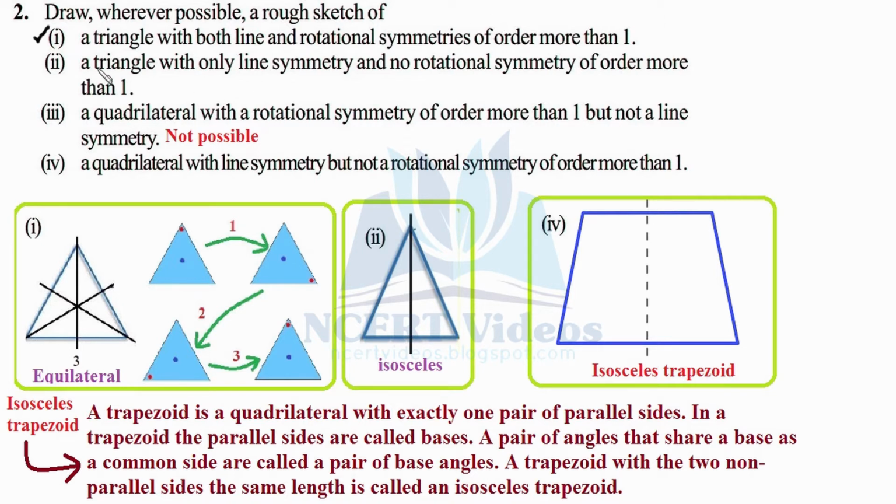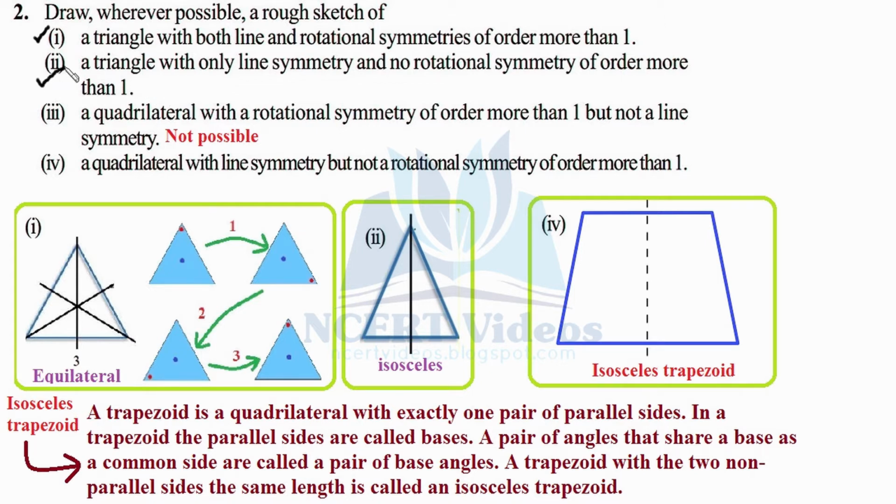Second, a triangle with only line symmetry and no rotational symmetry of order more than 1. Well, we have studied this as well. An isosceles triangle has only a single line of symmetry and no rotational symmetry more than 1, because one order of rotational symmetry is with every object in this world.